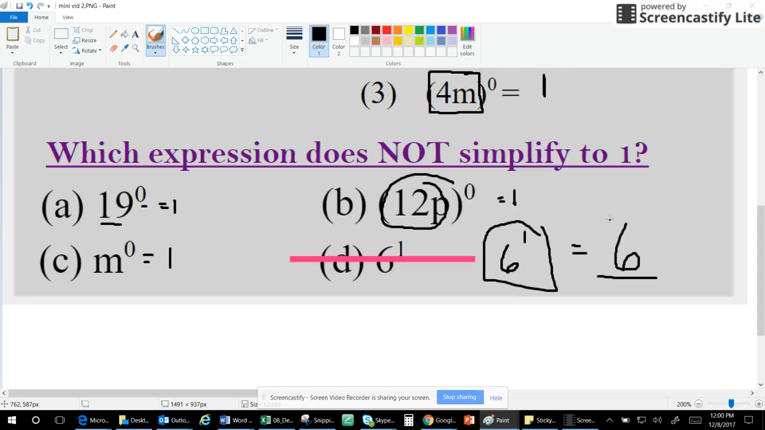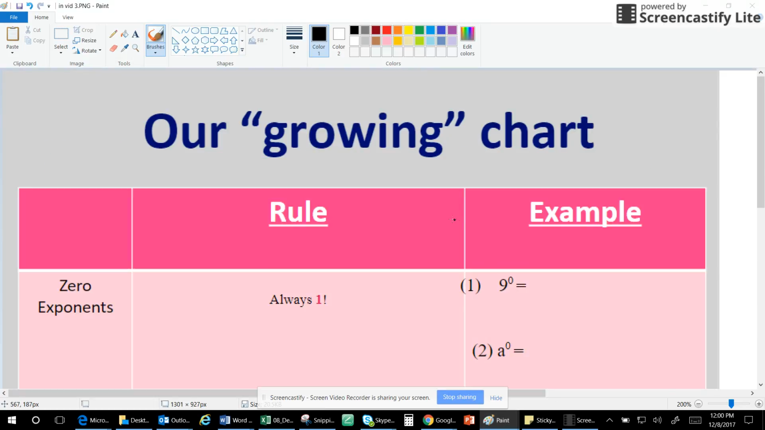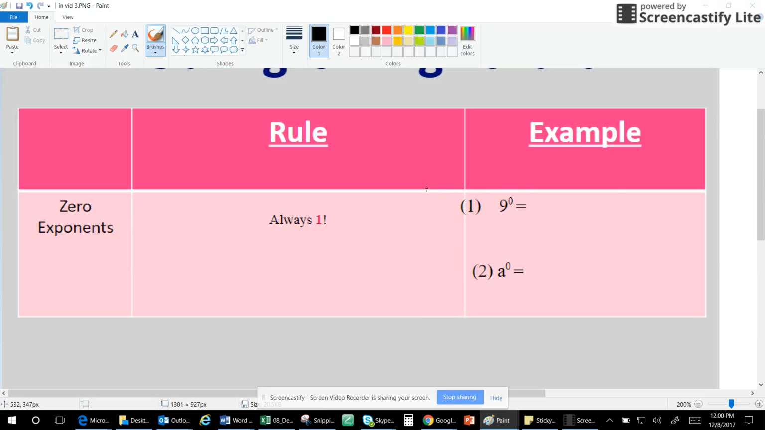Okay? So pretty straightforward on that. Anything raised to 0 power is 1. So beat that one into your memory. That's going to be one of the rules we use. And we're going to be, in the live lessons and the note guides, building a chart of all our different rules. 0 exponents, the rule is it's always 1. So you should go ahead and fill in those examples on the right-hand side.